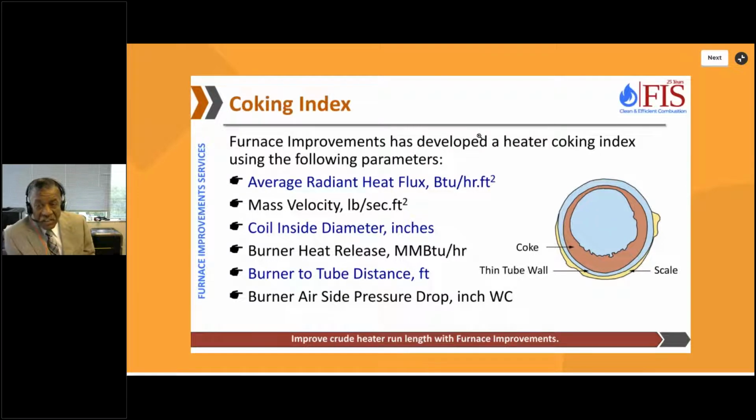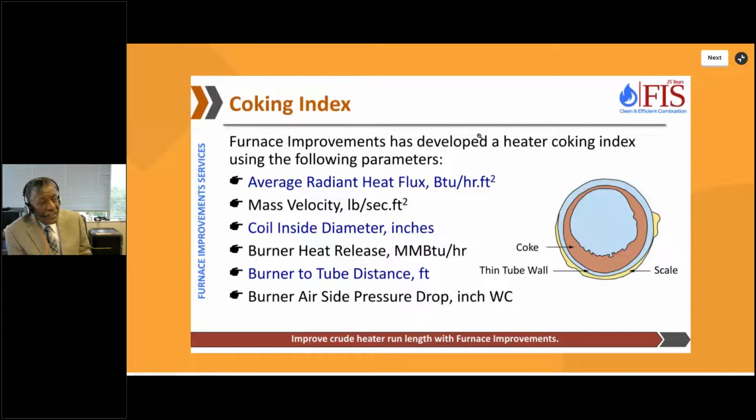So we looked at so many heaters. We looked at so many crude heaters, vacuum heaters, coker heaters, and we developed a coking index because so far, all the heater discussions don't talk about the coking tendency. So when you're buying a heater, you don't see how fast it's going to coke up.